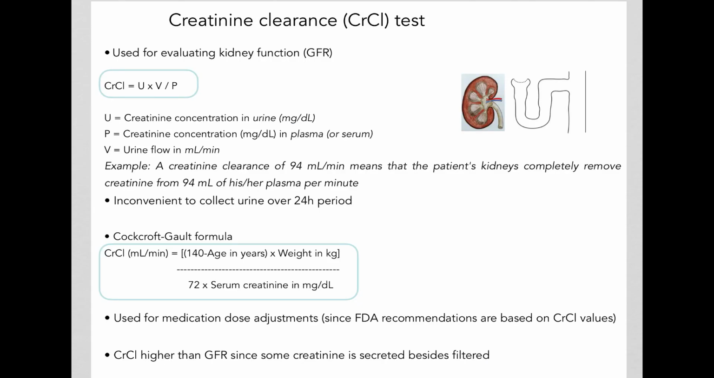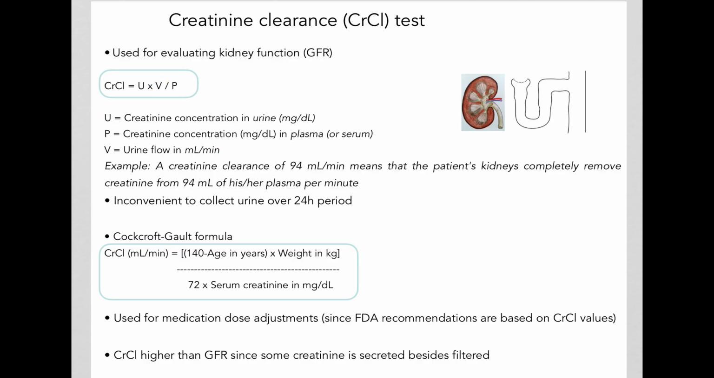There are several ways to determine the GFR. One of the earliest is called the creatinine clearance test, CRCL. To determine the creatinine clearance, we need to know the creatinine concentration in the urine, the U part here. The P part here is the creatinine concentration in the plasma. We also need to know the urine flow in mils per minute. That's the V part here.